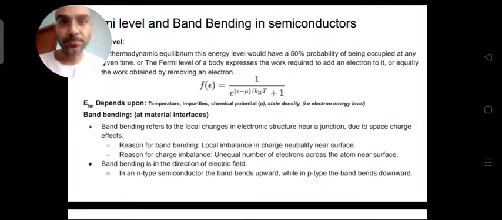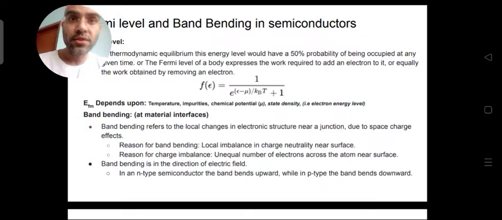So this is what the Fermi level is about, and you will require the concept of the Fermi level later on. As I have already told you, the Fermi level depends upon the temperature, the impurities, and the material itself. So it depends on the chemical potential of the material, and on the density of the states.